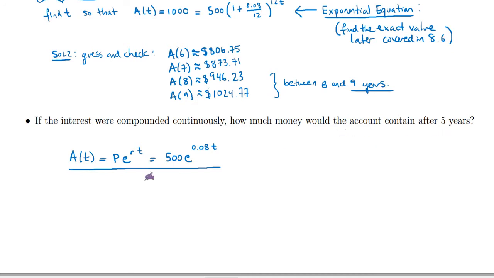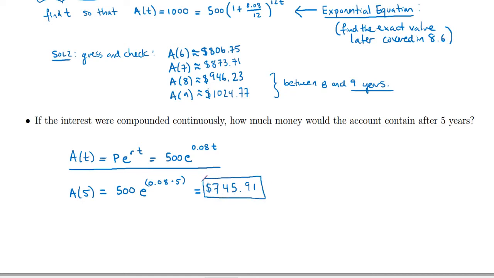And then how much will it contain after 5 years? We'll just plug in 5. So you're going to have to use your calculator to actually figure this out, but it's much easier to punch this into your calculator because you will just put this in parentheses when you punch this into your calculator, and you'll get a nice answer. So I'm getting 745.91.